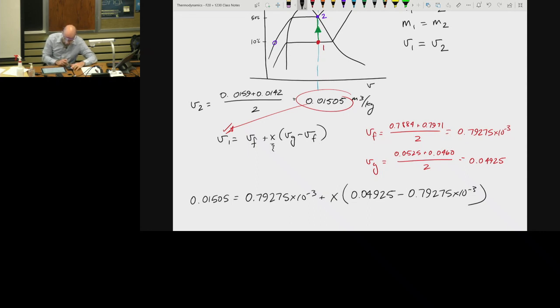Plug it into the calculator, 0.01505 minus 0.79275 times 10 to the minus third divided by 0.04925 minus 0.79275 times 10 to the negative third. And I get my quality x. When I do that calculation, x is equal to 0.294. And that is the right answer.